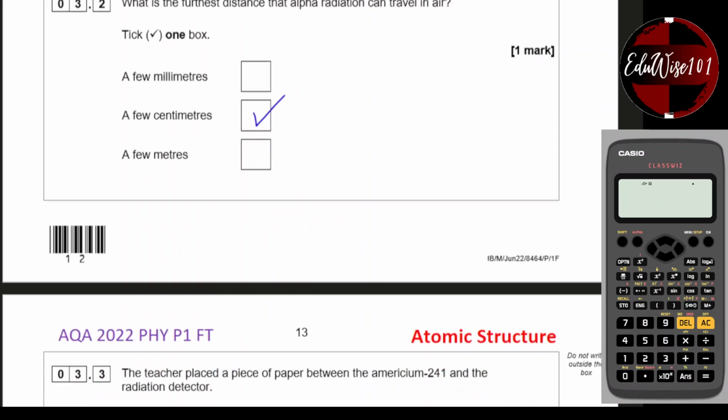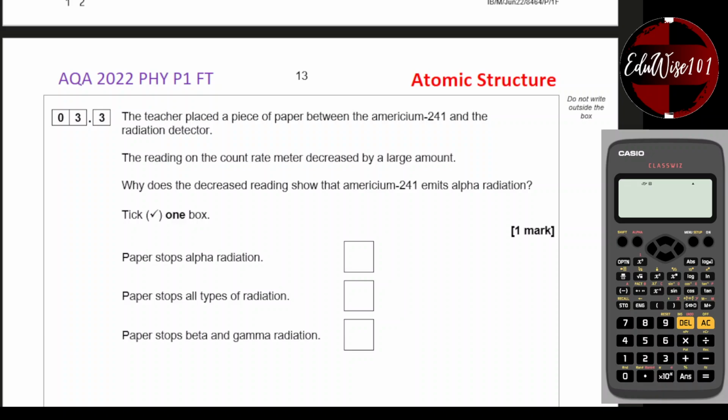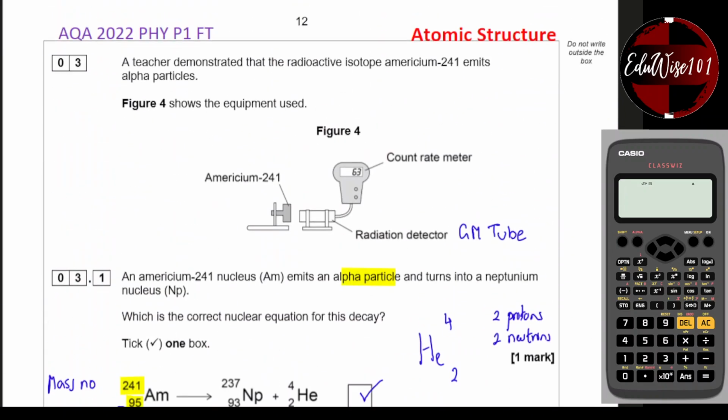Question 3.3. The teacher placed a piece of paper between the americium and the radiation detector. The reading on the counter rate meter decreased by a large amount. Why does the decreased reading show that americium emits alpha radiation? Now, if you go back to this diagram, if you place a paper in between, and the reading drops by a large amount, that means that the paper is stopping the americium radiation from going through into the radiation detector.